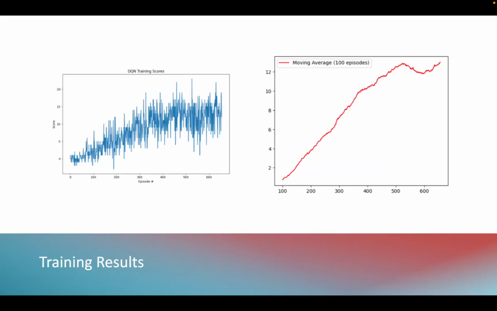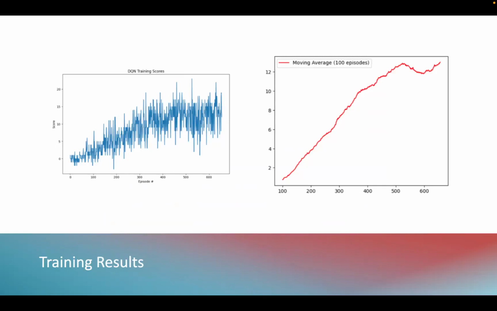around episode 100. The learning curve shows steady improvement through episodes 100 to 400, with the agent crossing the solving threshold of 13 points around episode 500. After that, we see the performance stabilizing around 12 to 13 points, indicating that the agent has successfully learned a robust policy for collecting yellow bananas while avoiding blue bananas.